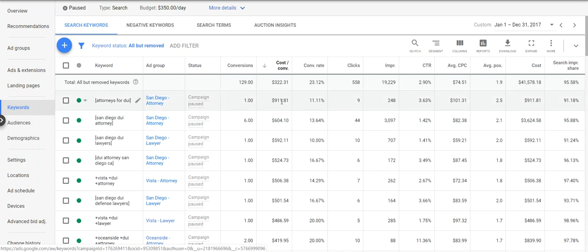So the first one is pretty blatantly obvious. This keyword got one conversion at $900. So that's expensive. Look at how that skews it. Remember, the average is 322. So here's a keyword that, yes, it brought a conversion, it brought an inquiry, but at $911. Now, only one conversion, and over here clicks, 9 clicks.